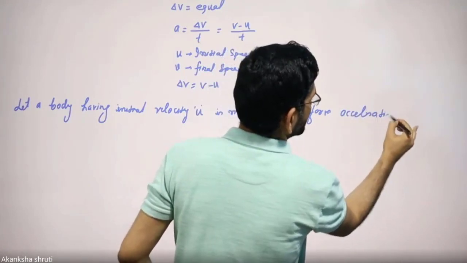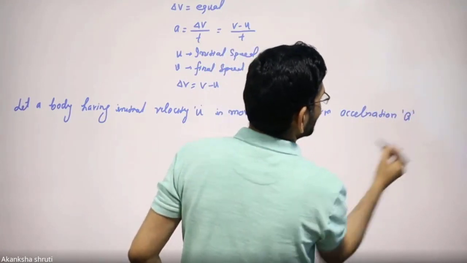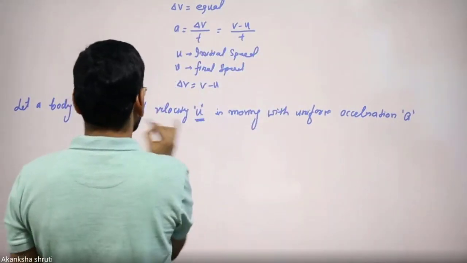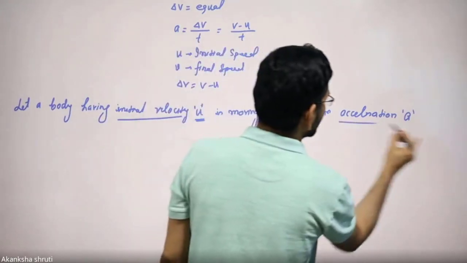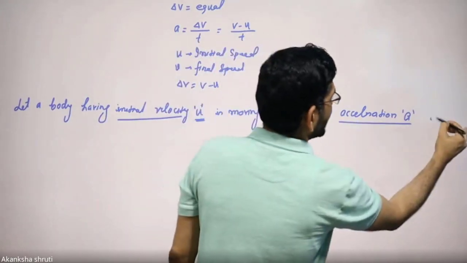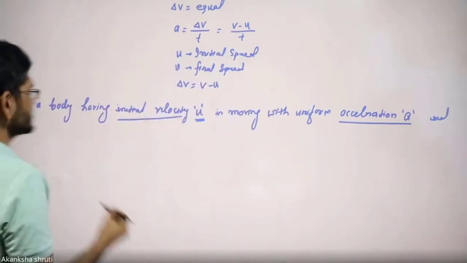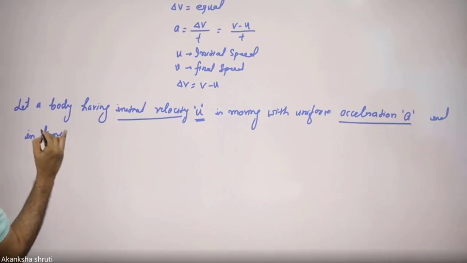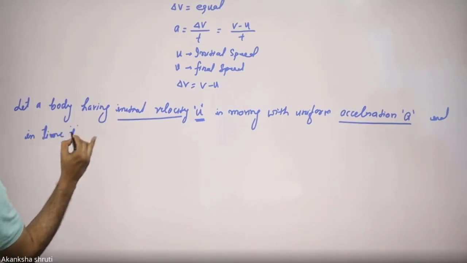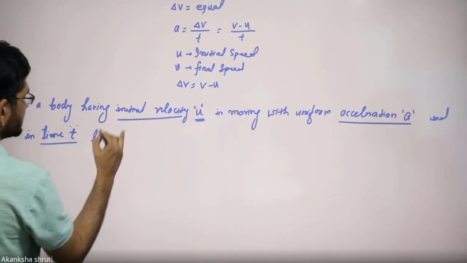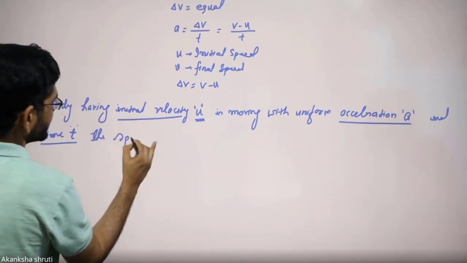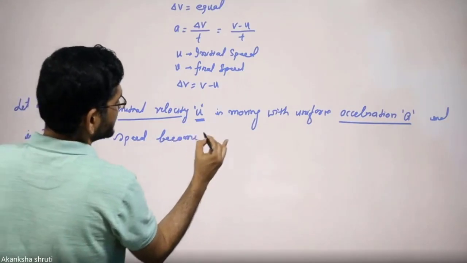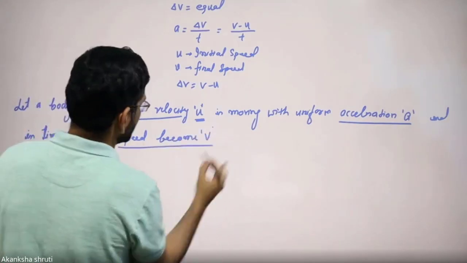Acceleration. Denote this acceleration by A. U was the initial velocity, keep in mind. The acceleration is A, and in time t, where t is the time that we are taking, the speed becomes now what? That we are denoting by v.